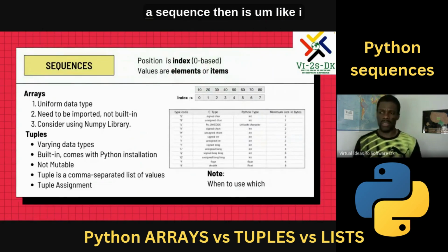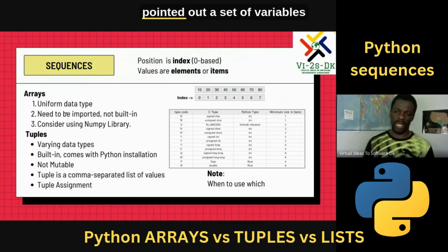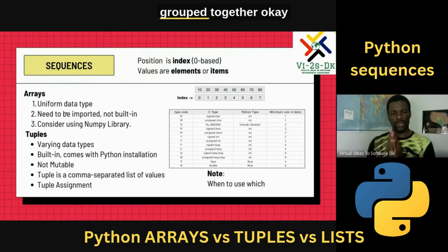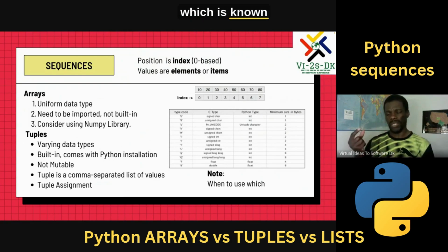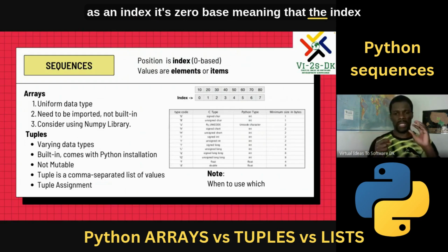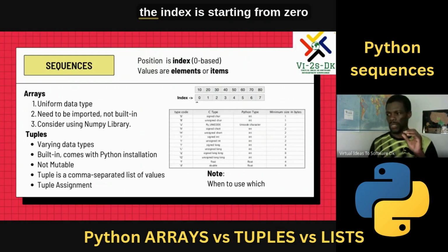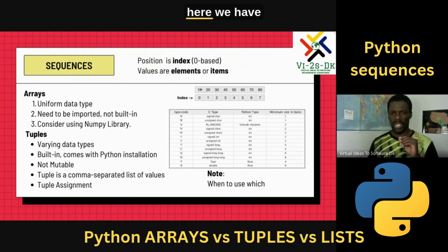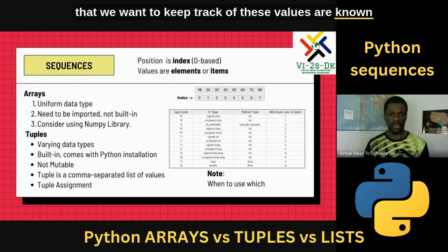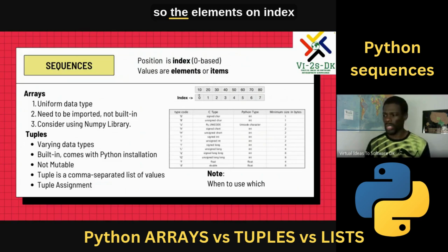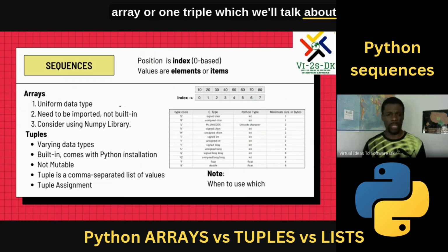So what is a sequence? A sequence, like I pointed out, is a set of variables grouped together. The variables usually have a position, which is known as an index. It's zero-based, meaning that the index always begins from 0. As you can see here, the index is starting from 0. Here we have 8 different values that we want to keep track of. These values are known as elements or items. So the element on index 2 is 30. The item at index 4 is 50. All of these belong to one array or one tuple, which we'll talk about shortly.